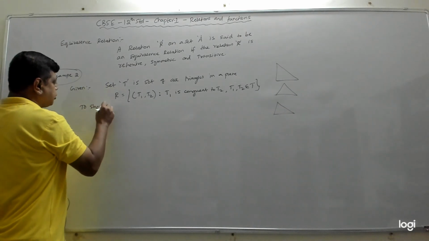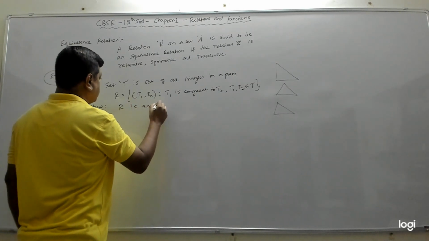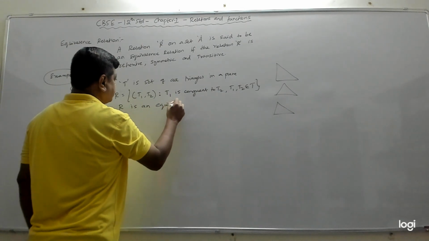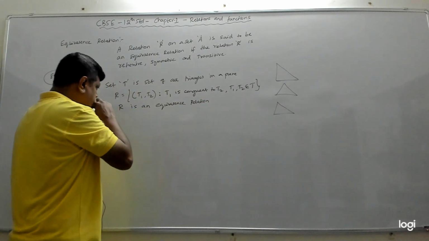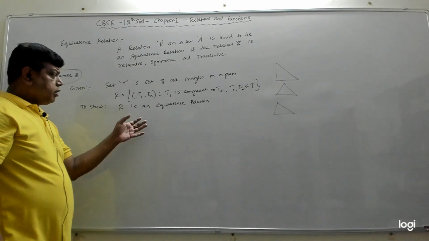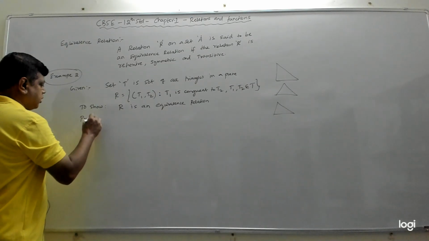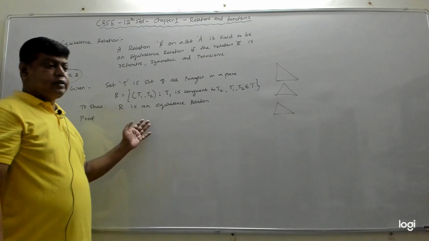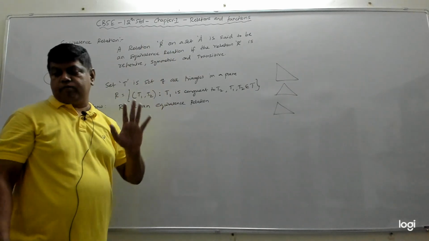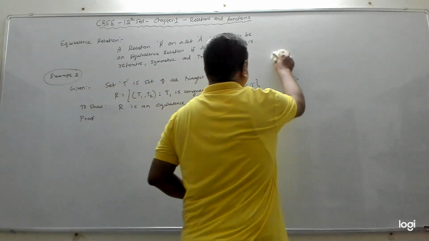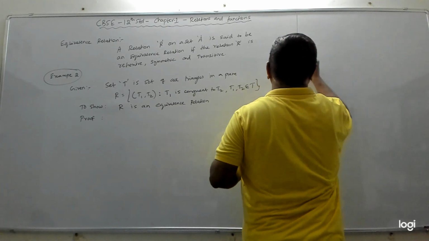We should prove that the relation R is an equivalence relation. Now, the proof or solution. To prove R is an equivalence relation, we need to prove that R is reflexive, symmetric and transitive. Now I will write the definitions of all three.